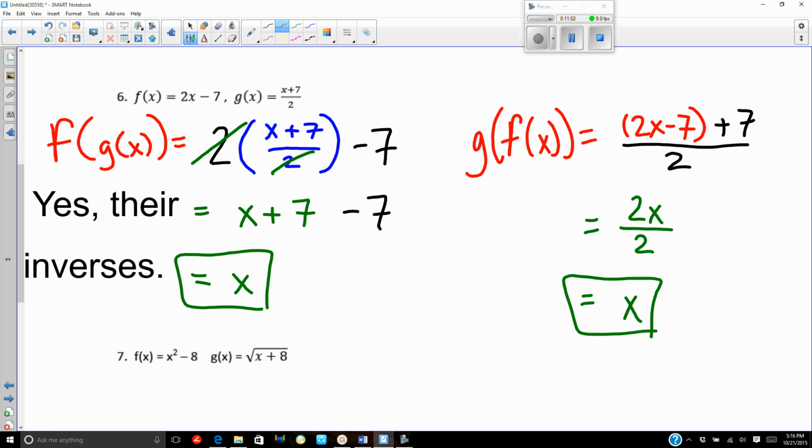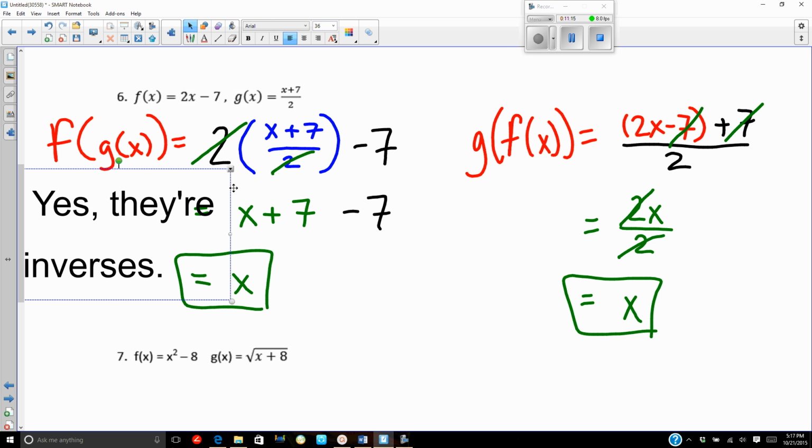So once again, we see the -7 and the +7 cancel. And then the 2 here and the 2 here cancels. So we're left with just a single x. So yes, they are inverses.